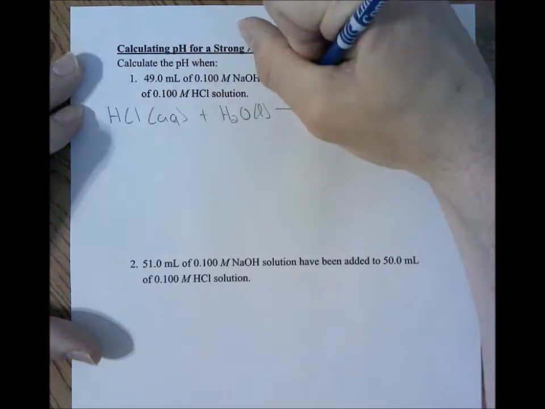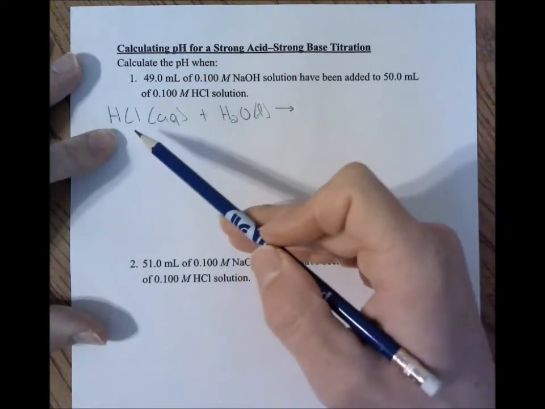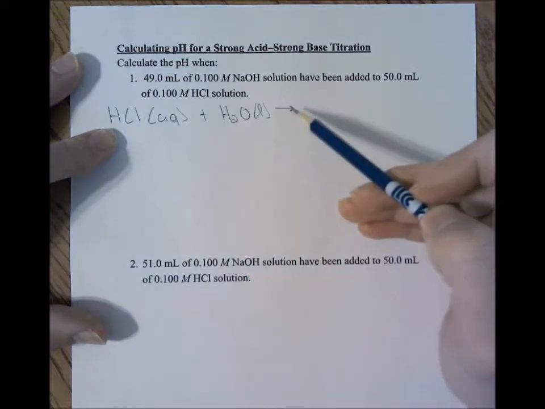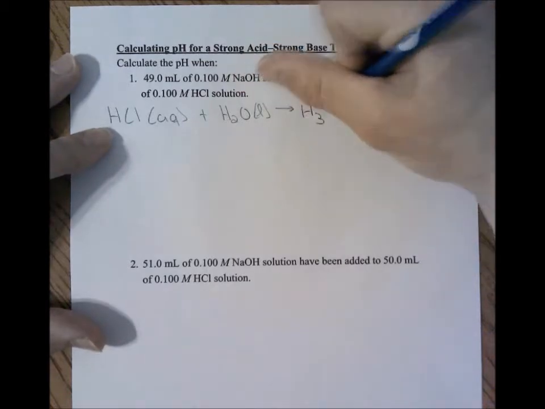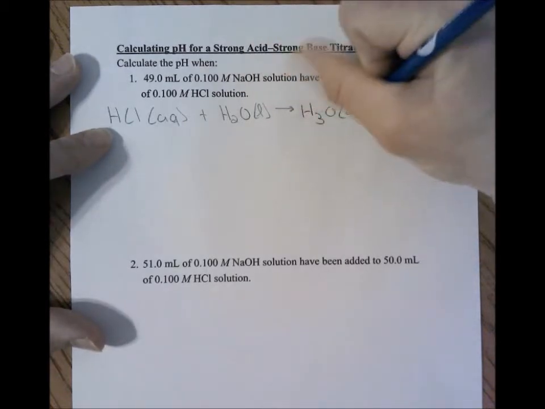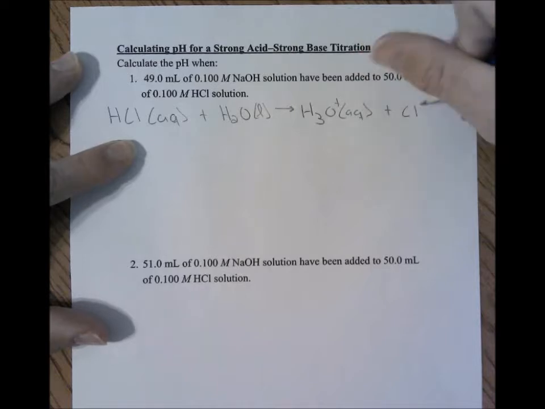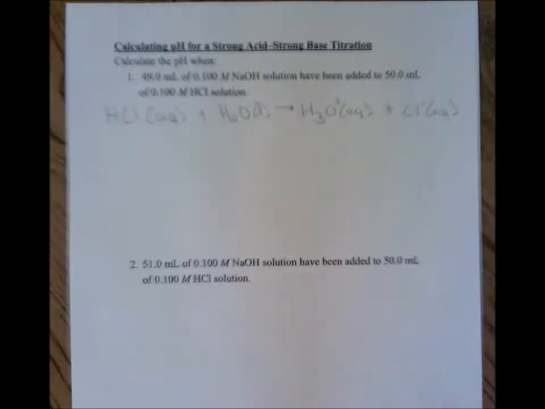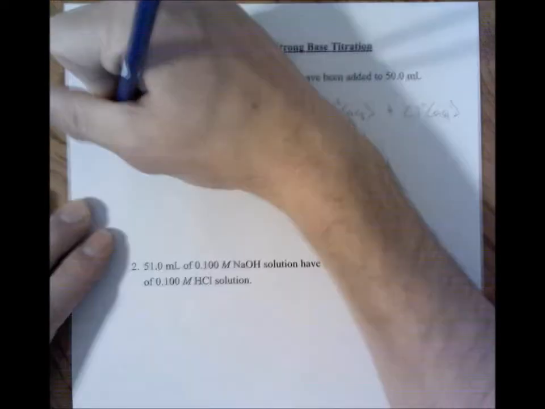And this is unique. Remember, HCl is a strong acid. So that means there is no equilibrium here. There is one reaction arrow, and we produce our hydronium ions, and we produce our chloride ions.